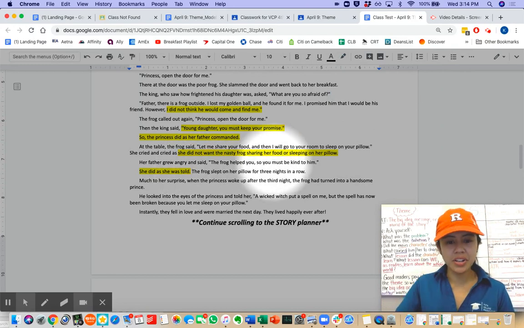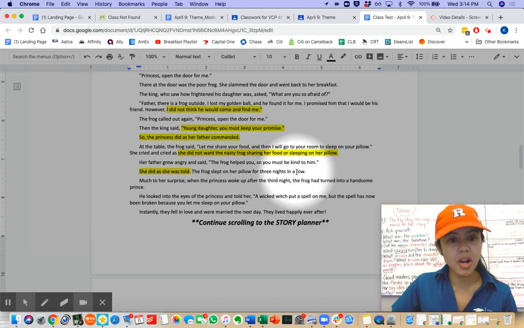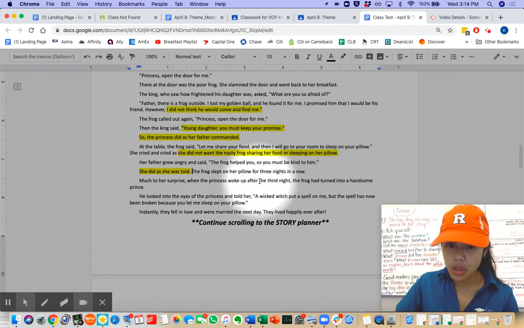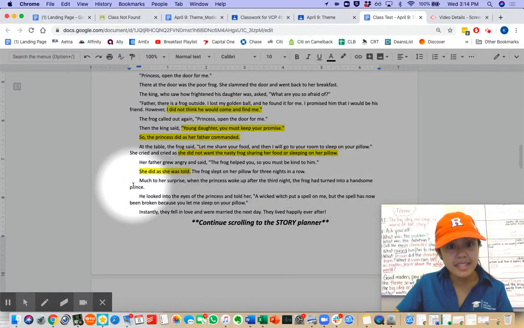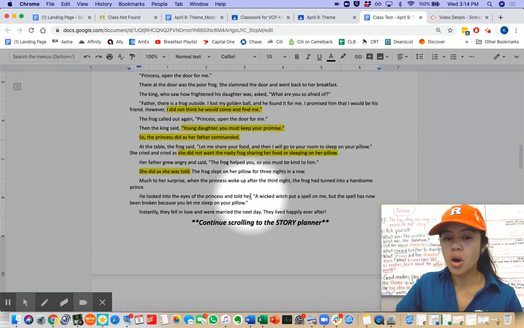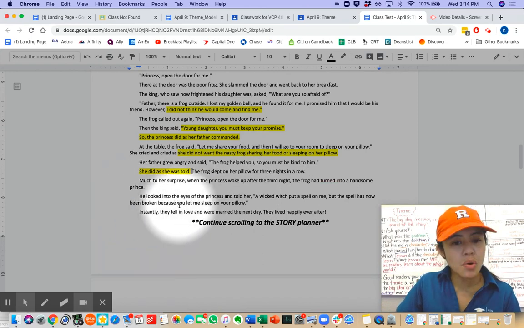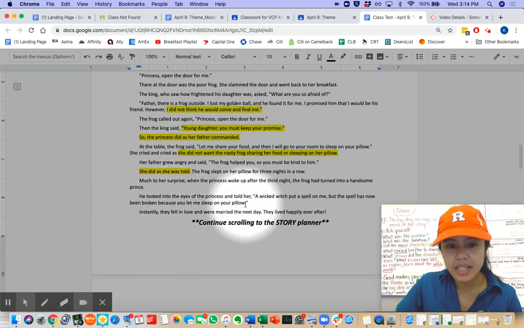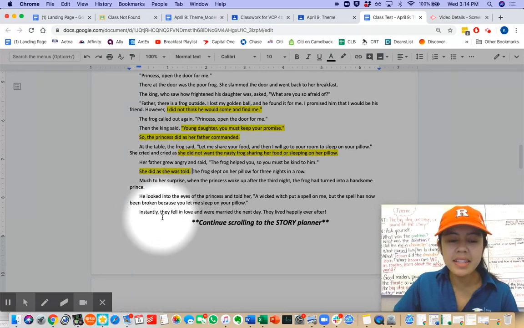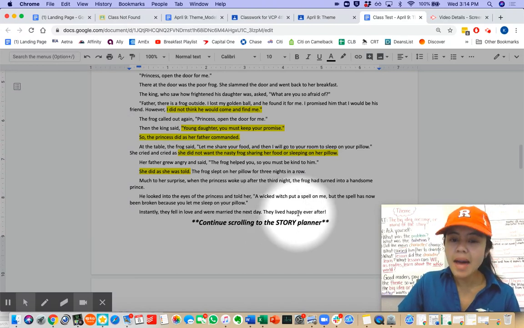Following the king's orders, the frog slept on her pillow for 3 nights in a row. Much to her surprise, when the princess woke up after the 3rd night, the frog had turned into a handsome prince. He looked into the eyes of the princess and told her, "A wicked witch put a spell on me, but the spell has now been broken because you let me sleep on your pillow." Instantly, they fell in love and were married the next day. They lived happily ever after.